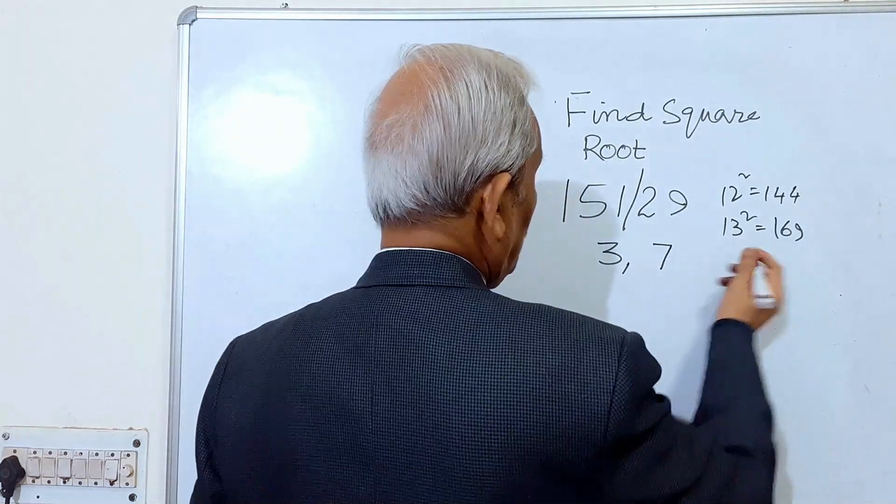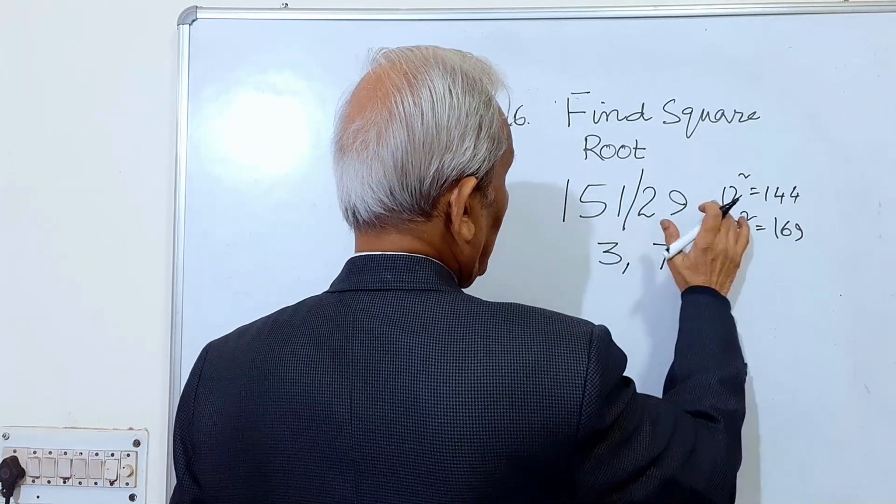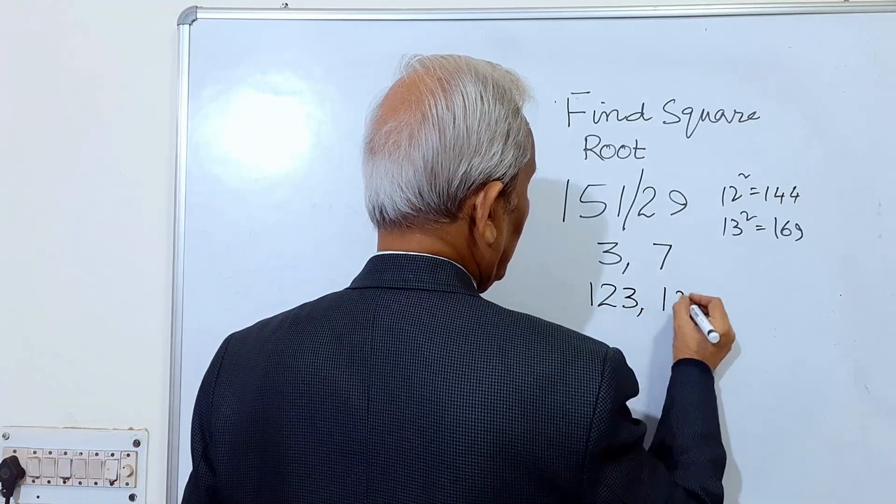So 13 square is 169. It cannot be 13 because 151 is already less than 169. So it can be 12. So the answer will be either 123 or 127.